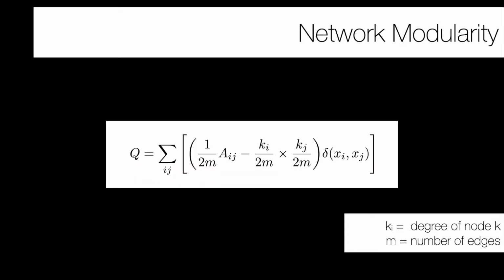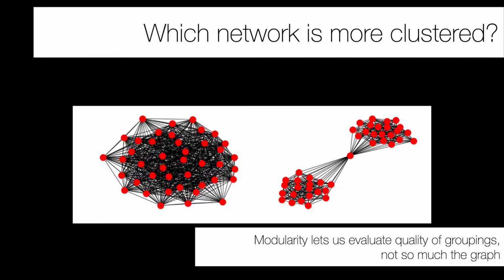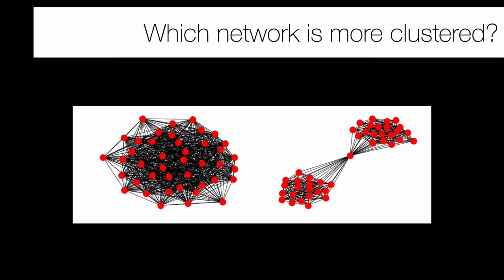Now we have also talked about network modularity for doing community detection, or evaluating the quality of a given community assignment. The idea being that adjacent nodes with few edges should be in the same group. But again, if we go back to trying to understand which network is more clustered, modularity really only lets us evaluate quality of groupings. It doesn't really tell us so much about whether one graph is more clustered than the other, though you could potentially create some metric based on modularity here.